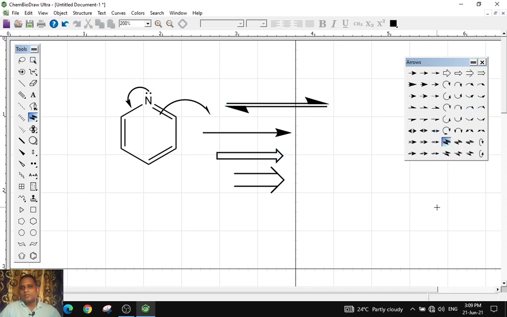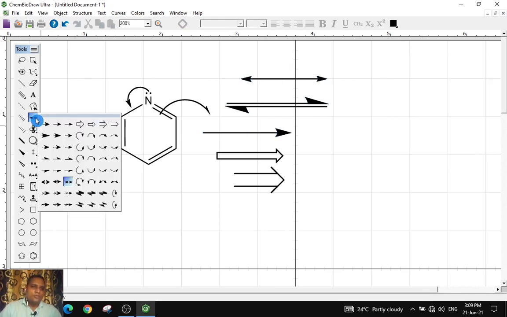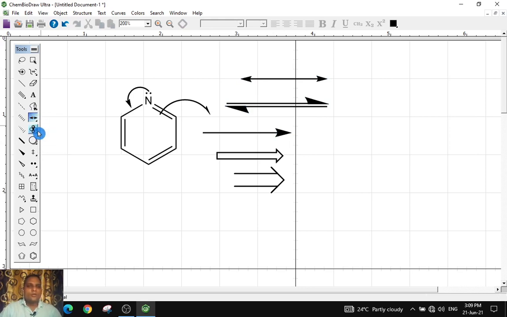This is the reversible arrow. You can use it, and some resonance structure is also there. If you want to show the resonating structure, you can use this kind of arrow. So this is the tool specifically used for the reaction mechanism along with the arrows.